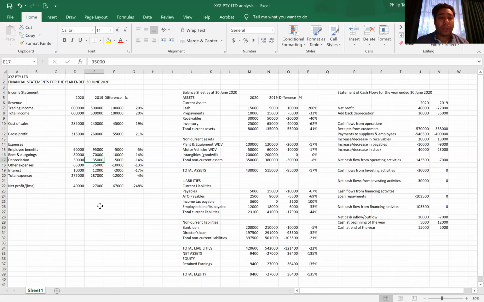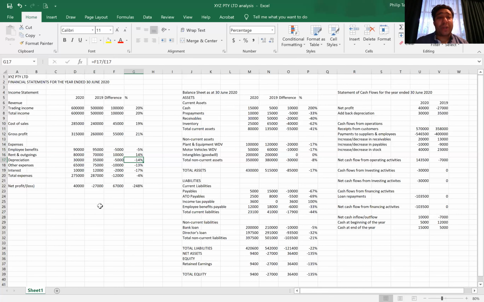Depreciation. That's a non-cash item. It's basically a decline in value of the non-current assets of the company. So in 2019, it was $35,000. In 2020, it's $30,000. Again, it decreased by $5,000 or by 14%.